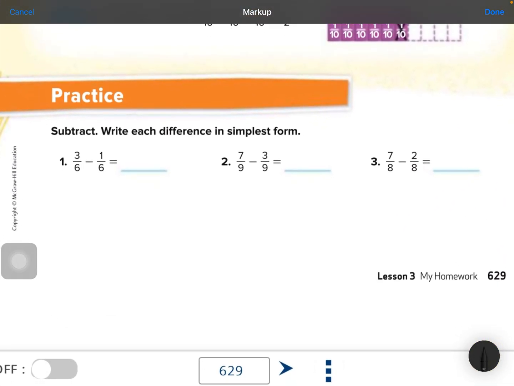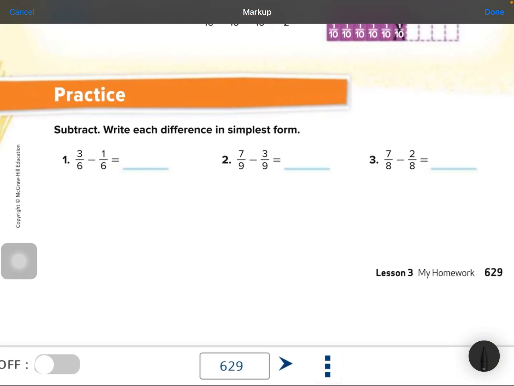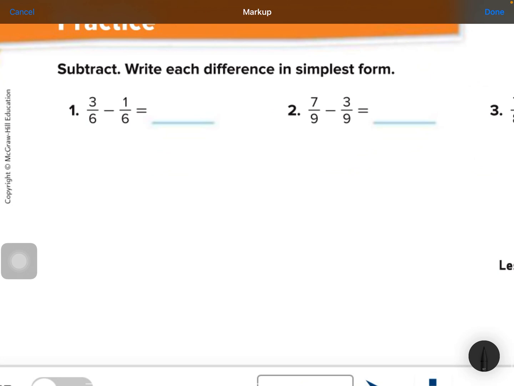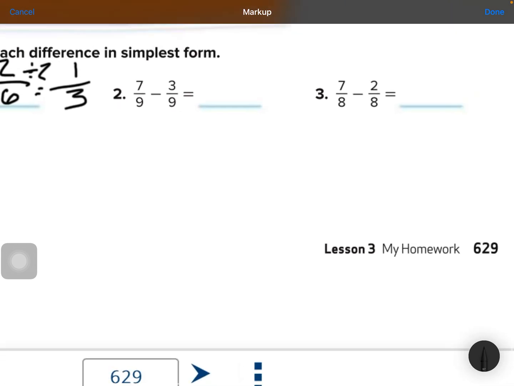Okay, subtracting like fractions. Write each difference in simplest form. Okay, remember we keep the denominator the same. Bring it over. 3 minus 1 is 2. Is that simplified? Nope. We can divide each of them by 2. 2 divided by 2 is 1. 6 divided by 2 is 3. So our final answer is 1/3.